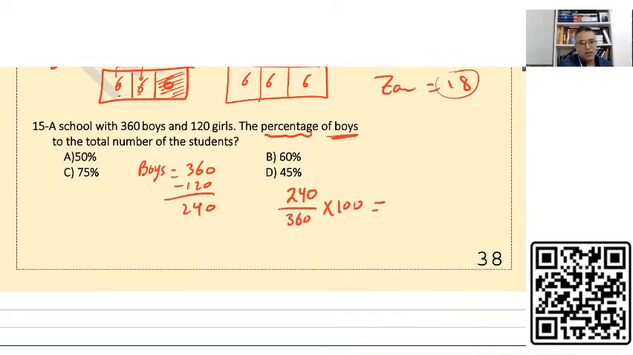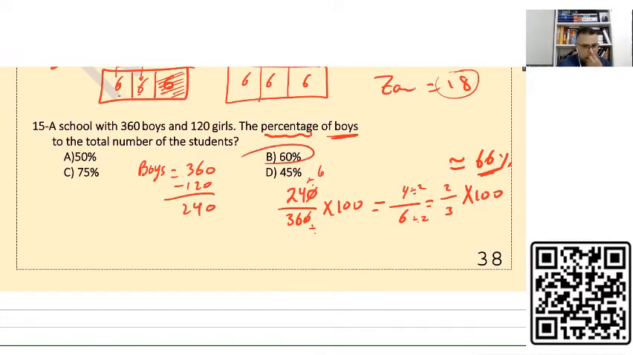How can I simplify this? Easily. If I cancel 0 with 0, it's 24 out of 36. Divided by 6 up, gives me 4. Divided by 6 down, gives me 6. Divided by 2 up, gives me 2. Divided by 2 down, gives me 3. So it's 2 over 3 multiplied by 100, which is approximately 66%. We can't find 66%. We go to the nearest value, so it's 60%. It's supposed to be 66 if you want to change it.